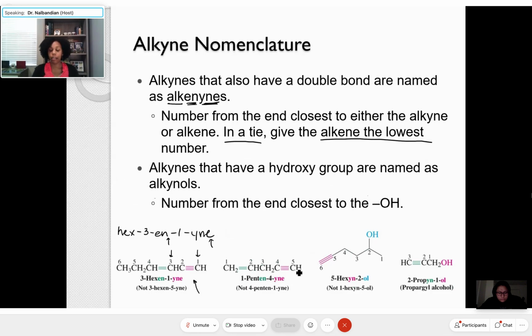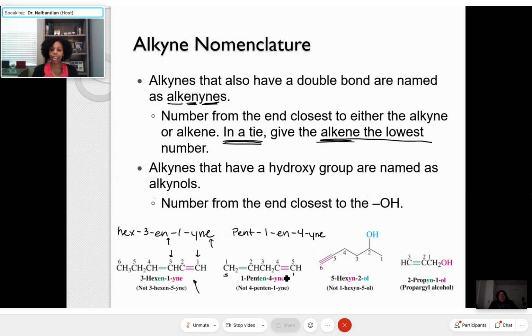Here we have a tie. 1, 2, 3, 4, 5, or 1, 2, 3, 4, 5, the numbering that you see on the top or on the bottom. Which one is correct? Well, we have a tie here, so the alkene gets the lowest number, only when you have a tie. So this is called 1-pentene 4-yne, or pent-1-en-4-yne. Either one is fine.